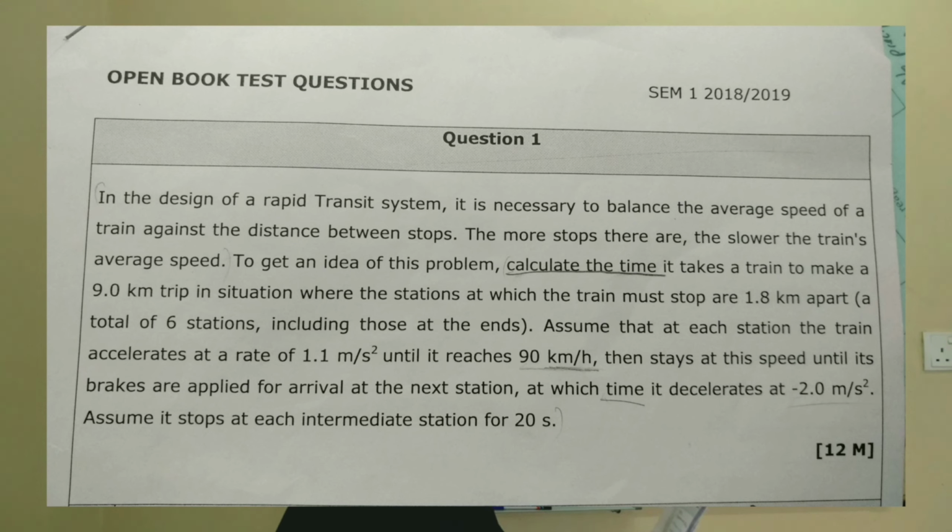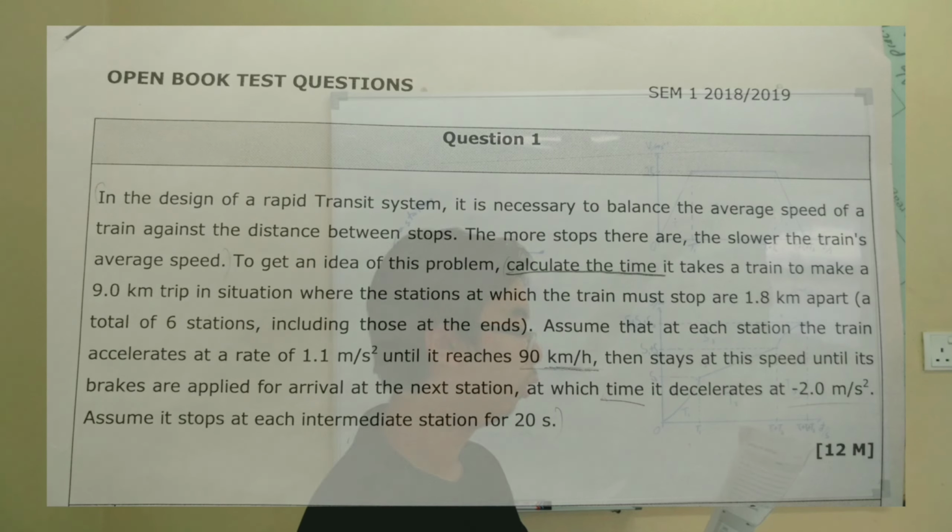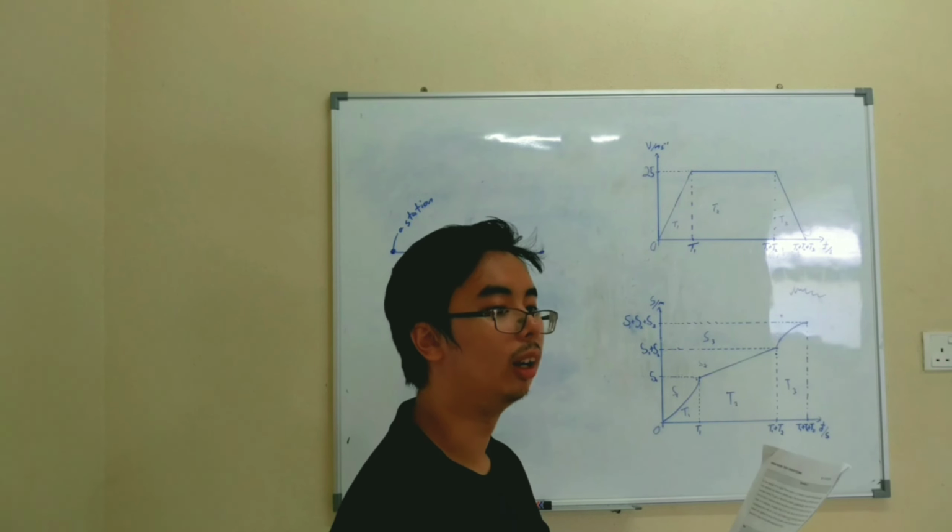At each station, the train accelerates at a rate of 1.1 meters per second squared until it reaches 90 km per hour, and then the speed remains constant. When it wants to stop, it decelerates at negative 2 meters per second squared. Every stop has a 20-second interval for people to get in and get out.